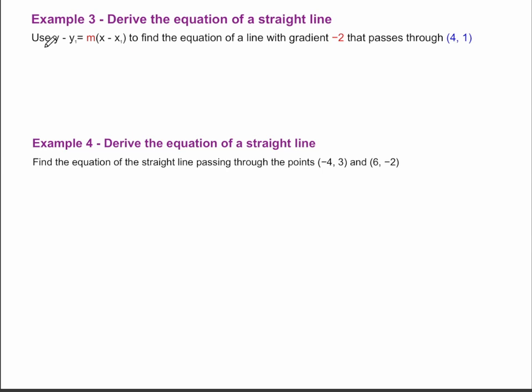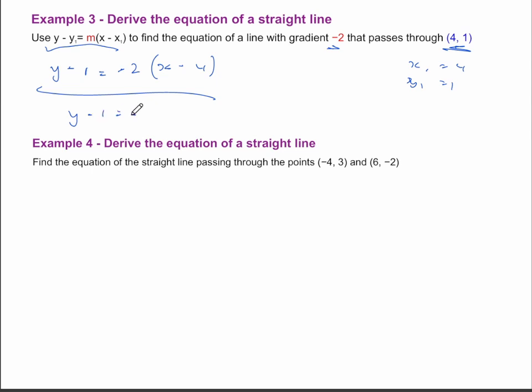Use this format to find the equation of a line with gradient of -2 that passes through this coordinate. So straight away, this means x1 is 4 and y1 is 1. And we can use this format of the equation, y minus y1, which is 1, equals to m, which is the gradient, which is -2, open bracket, x minus x1, which is 4. And that gives you this right here. And you can rewrite this even, y minus 1 equals to -2x plus 8. Take -1 to the other side, we have y equals to -2x plus 9, which then gives you the y equals to mx plus c straight away.